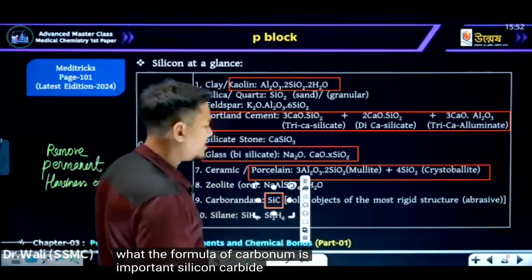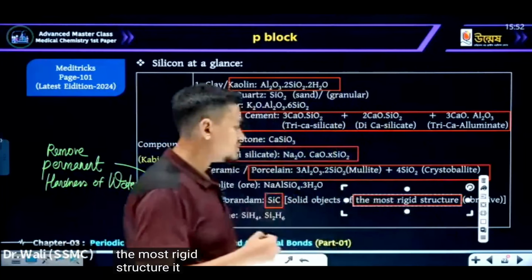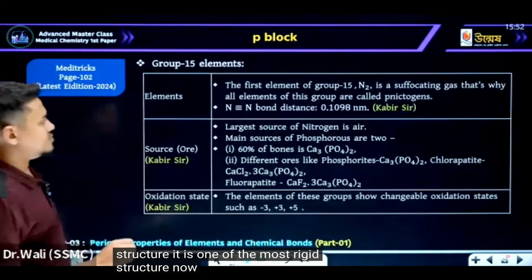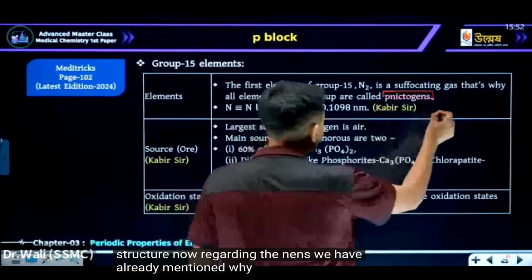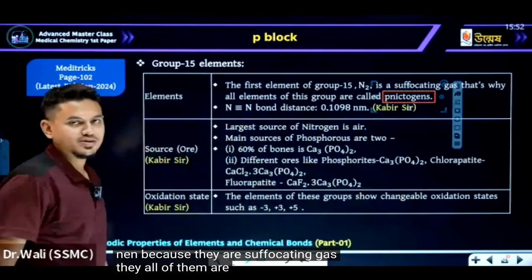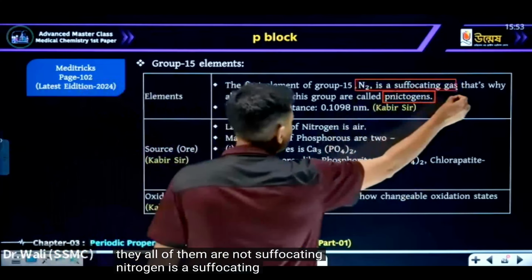The formula of carbon atom is important. Silicon carbide is one of the most rigid structures. Now, regarding the nitrogens, we have already mentioned why they are called nitrogen, because they are suffocating gas. All of them are not suffocating. Nitrogen is a suffocating gas.